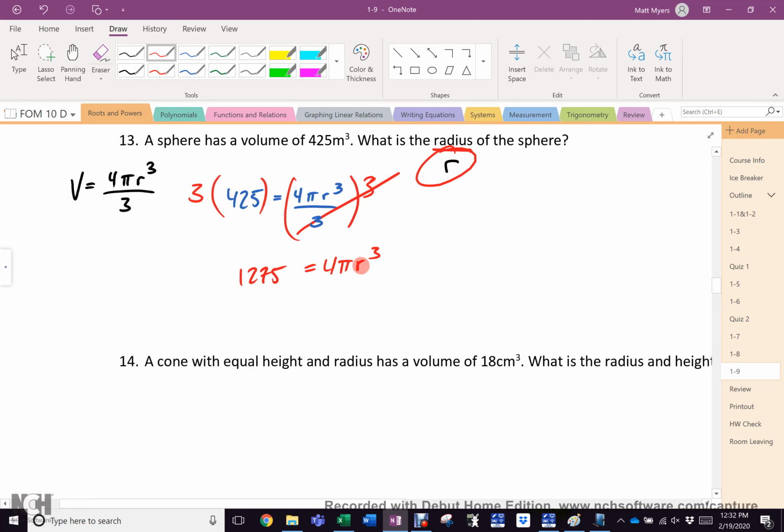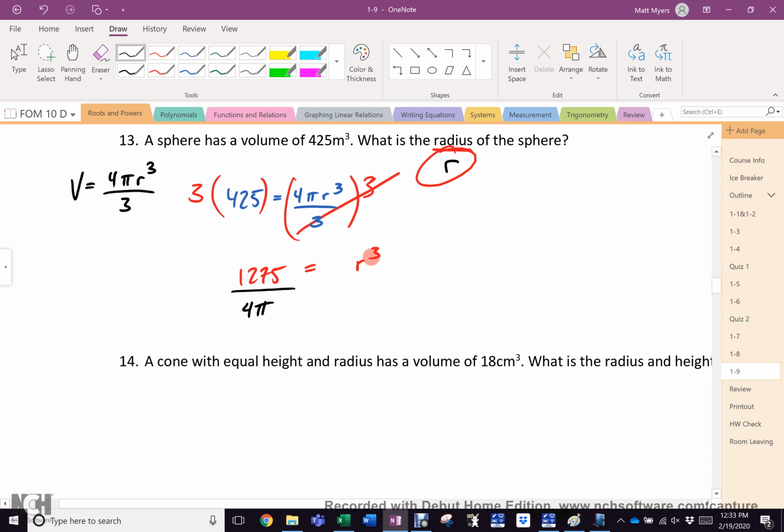Okay, now what's in the way of r being by itself? What math is happening there and there? You do know what math is happening when we write two things in math right beside each other. Multiply. So how do I get rid of times 4? Divide by 4. How do I get rid of times pi? Divide by pi. If I divide this side by 4 pi, what do I got to do to this side? Divide it by 4 pi. Now, what happens to that 4 pi and that 4 pi? They're gone.